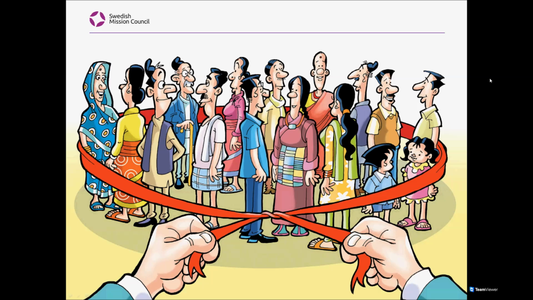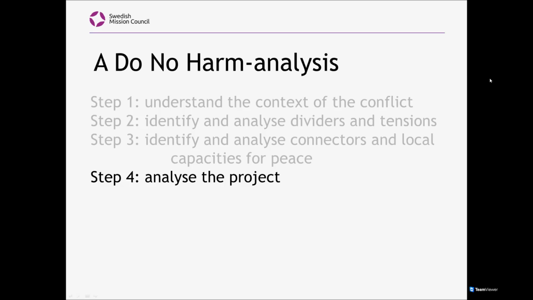Any local capacities for peace, like for example, elders committees that are used in settling disputes. What patterns can we see? Do an analysis of the connectors and local capacities for peace. We have now analyzed the context. In order to see how our intervention impacts the context, we also have to analyze the intervention.